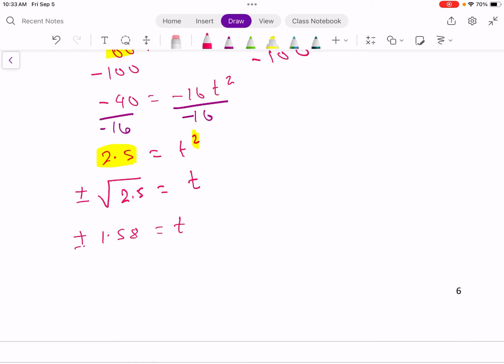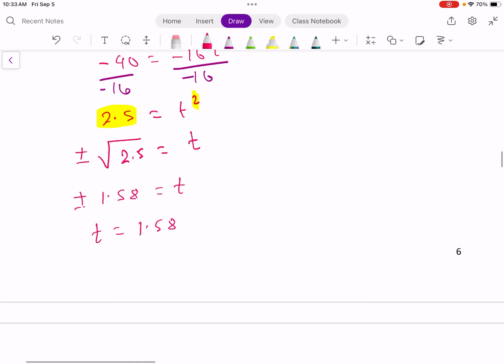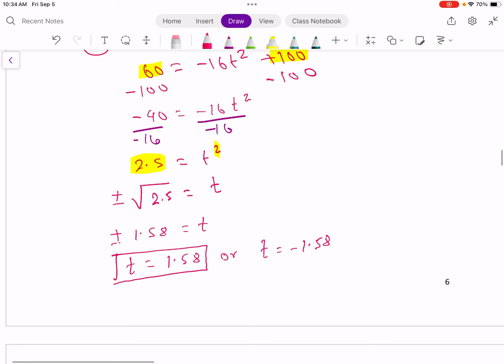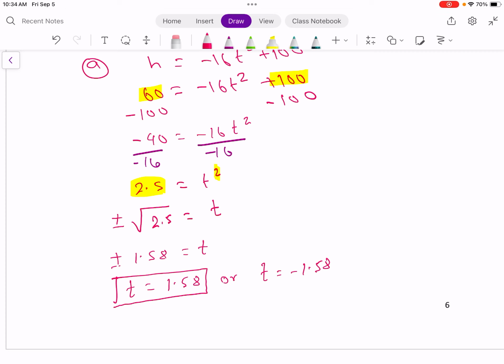Now we have two values of t: t is positive 1.58 or t is negative 1.58. Which one is the solution for us? Time has to be positive, right? So this is our solution. After 1.58 seconds of dropping, the ball will be at a height of 60 feet. This is how we can use this quadratic equation to find the height of a ball. Okay, any questions?